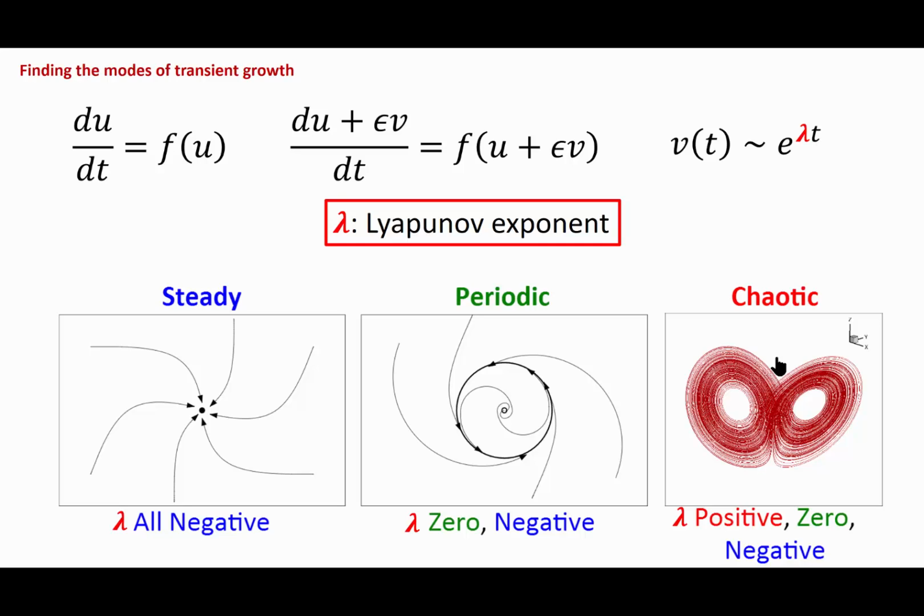Think of if you have two CFD solvers running. One is always one time step ahead of the other. And the one that is one time step ahead is always going to stay one time step ahead of the other, right? So the difference between them is not going to decay nor grow on average.